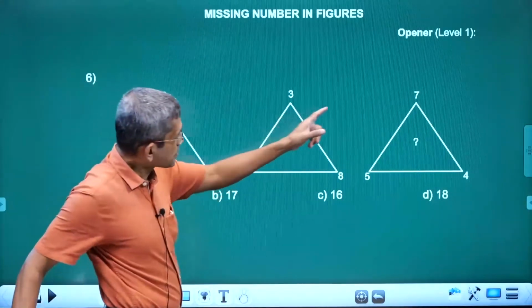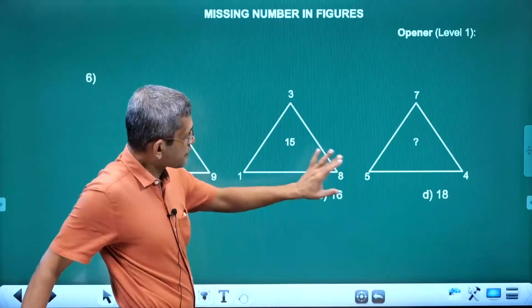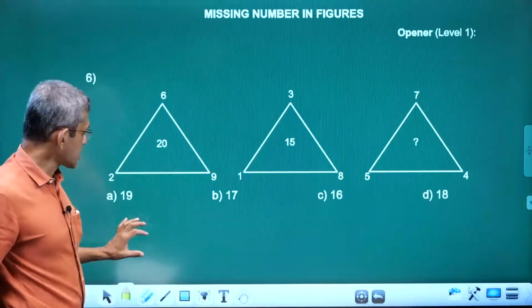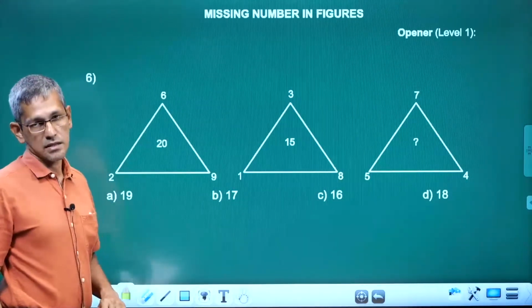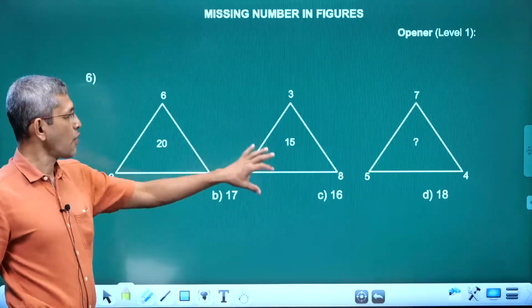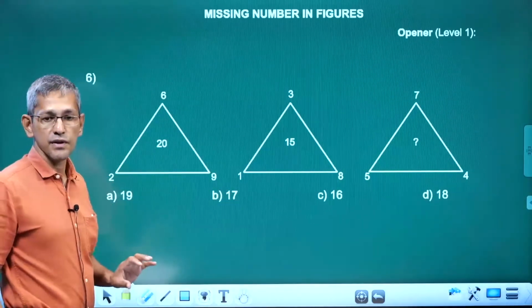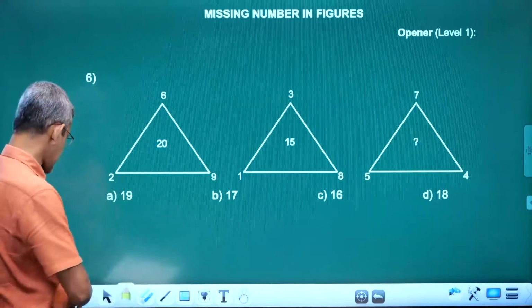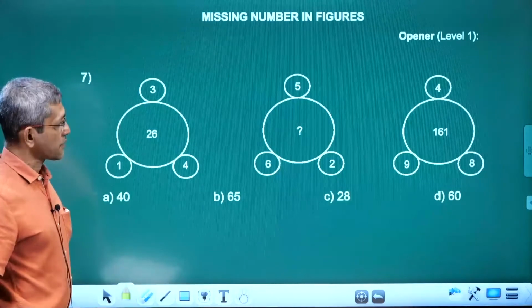And apply the same pattern right there. 7 plus 5 is 12. 12 plus 4 is 16. 16 plus 3 numbers we have. So that 3, the answer is 19. So we have the answer choice. And that pattern is applicable for all the figures, all the 3 figures. It's perfectly all right. So let's go for the next one. Question number 7, of course.